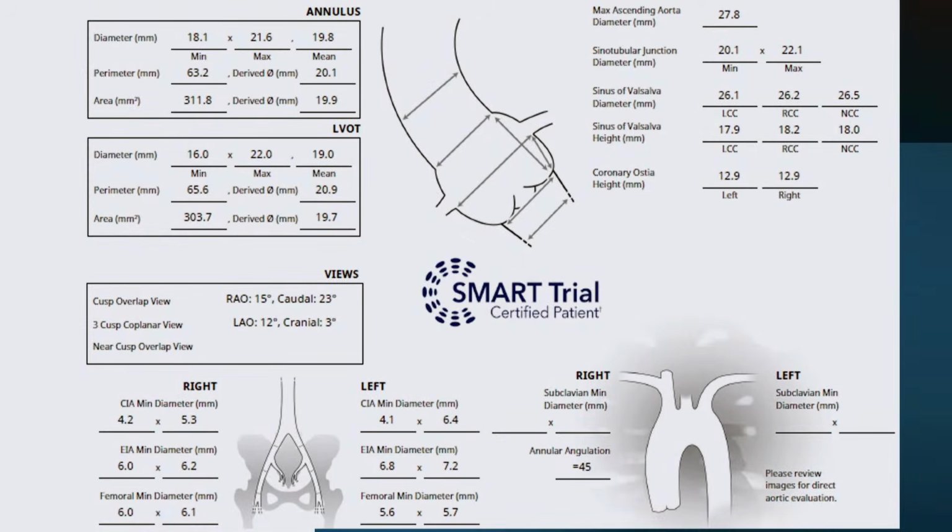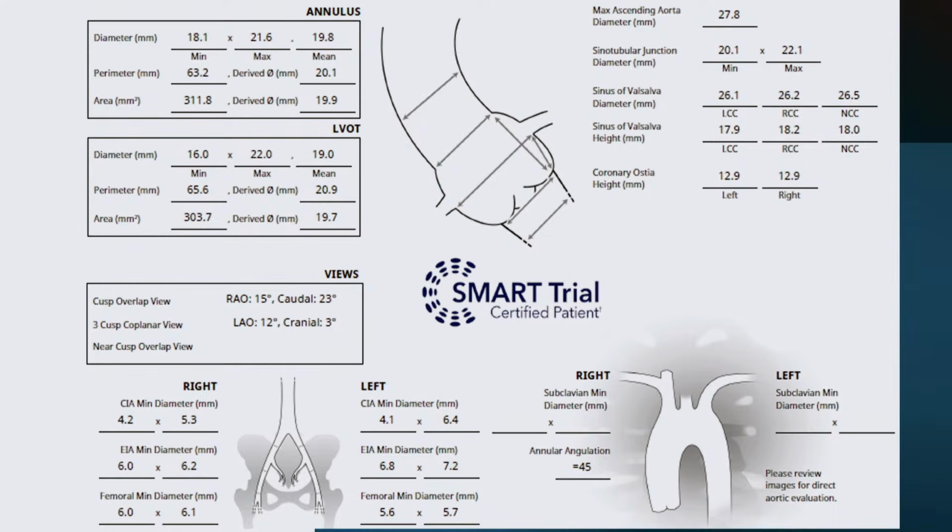So we had advised TAVI for this patient because she was elderly. She was a high surgical risk patient. So we decided to go for transcatheter aortic valve replacement. And in this, first, as was previously discussed, the CT analysis is extremely important. And this is the report which is initially given by the company. Of course, we have to analyze it ourselves as well.